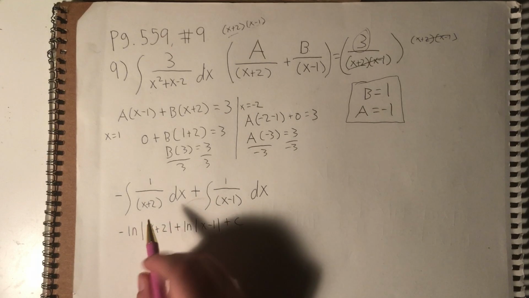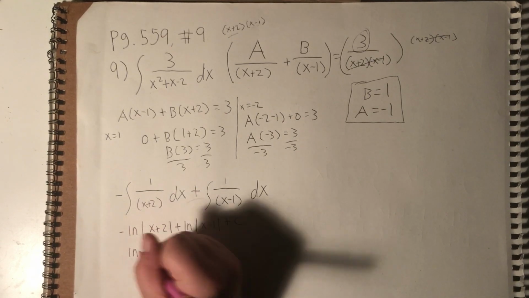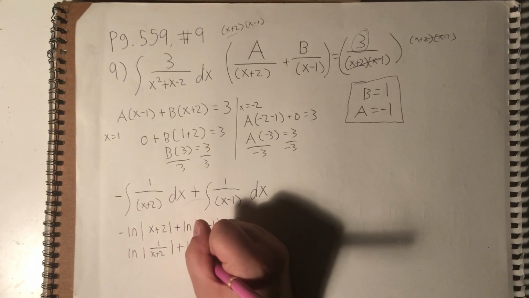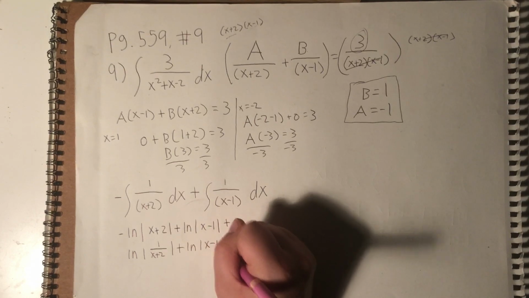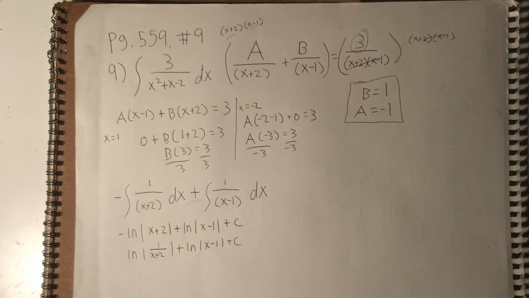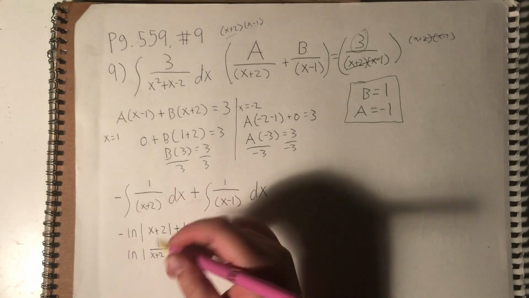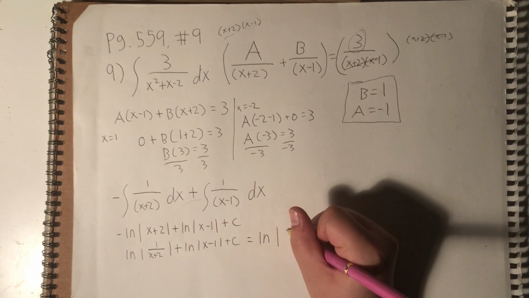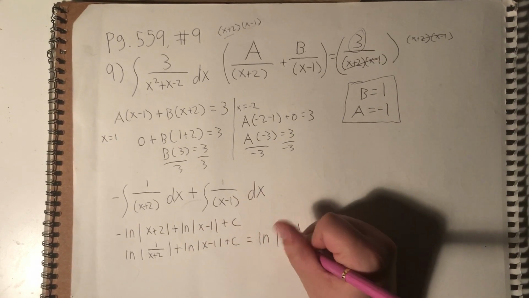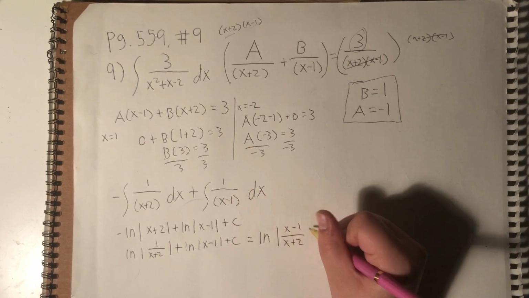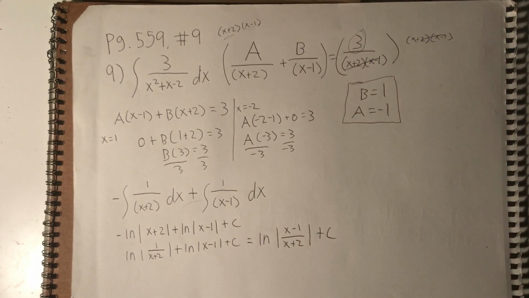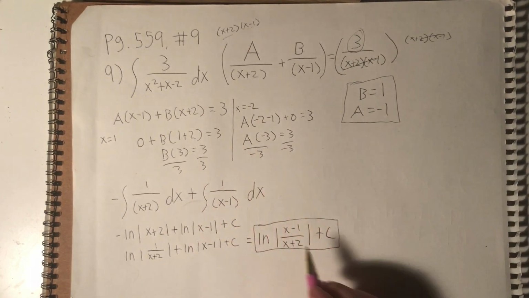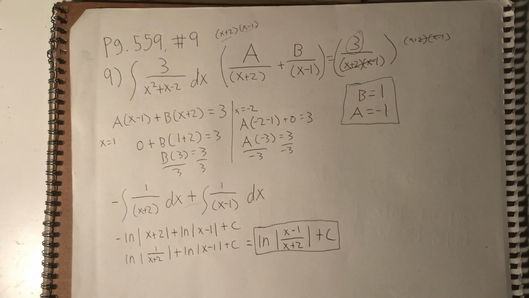Okay, so to get rid of this pesky little negative sign, we're just going to take the natural log and put 1 over x plus 2 just to clear that up. And then I'll write out the rest, x minus 1 plus C. All right, so knowing the laws of the natural logs and logs, we can put natural log of the absolute value, just to condense it a little bit, x minus 1 over x plus 2 plus C. And that is our final answer. Natural log the absolute value of x minus 1 over x plus 2 plus C.